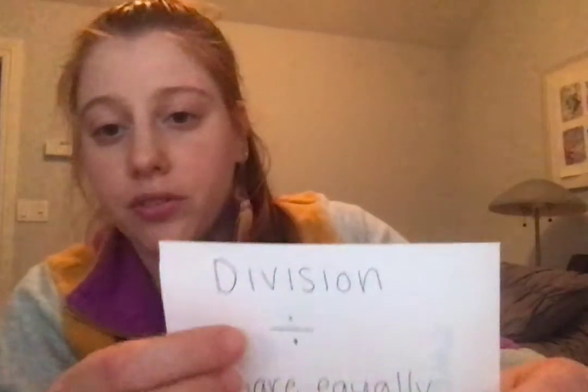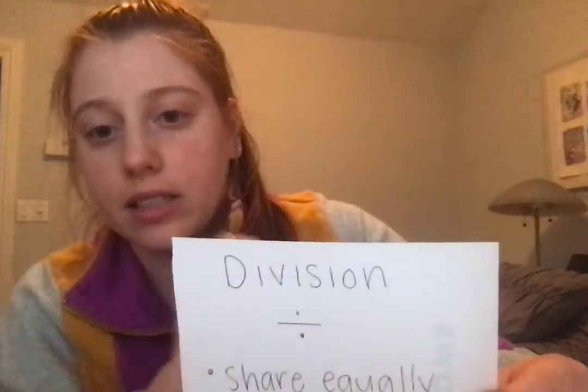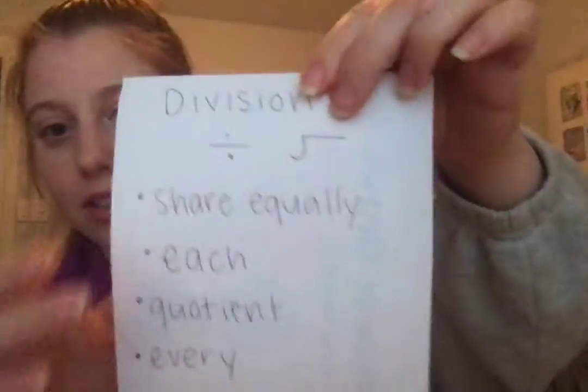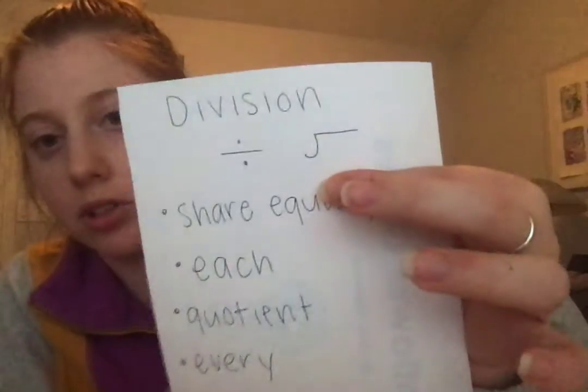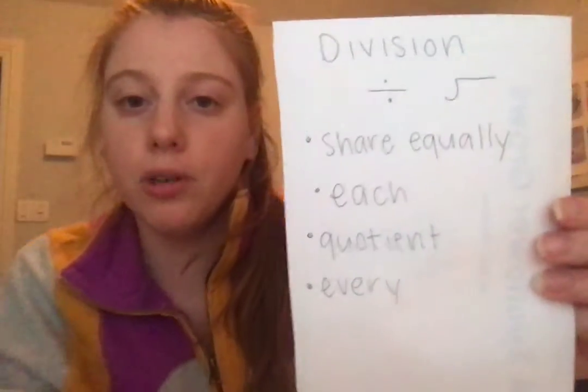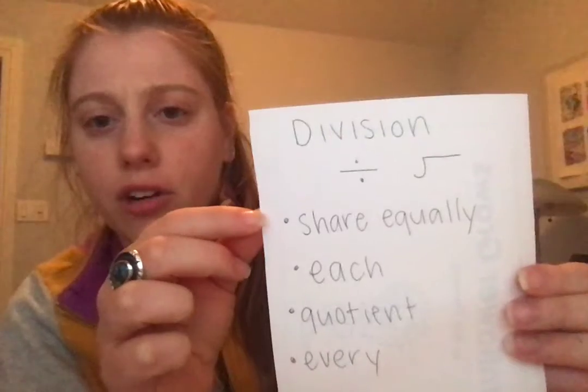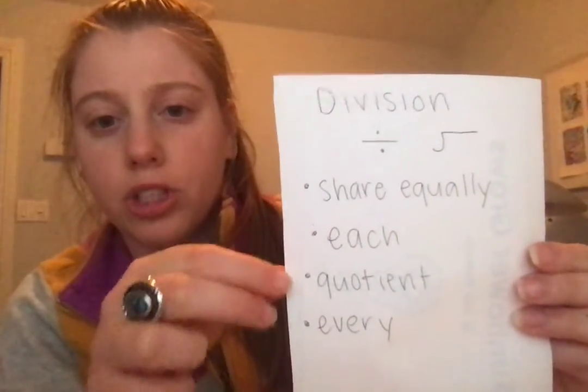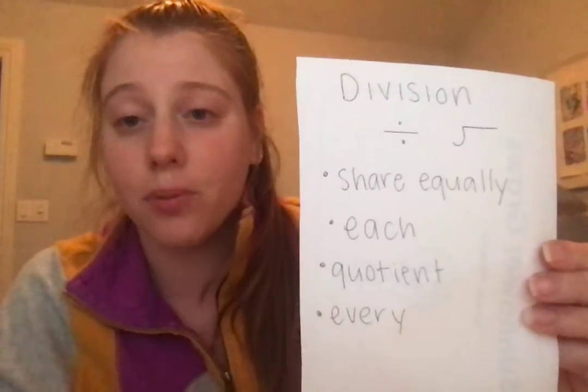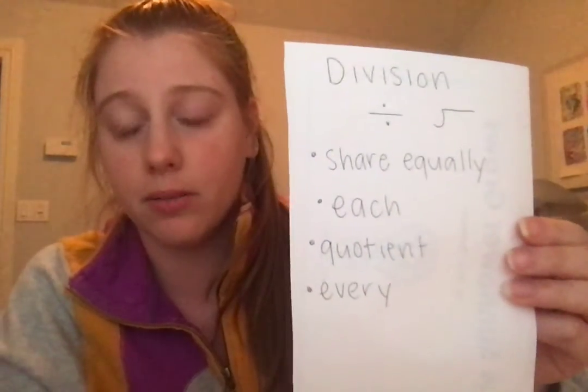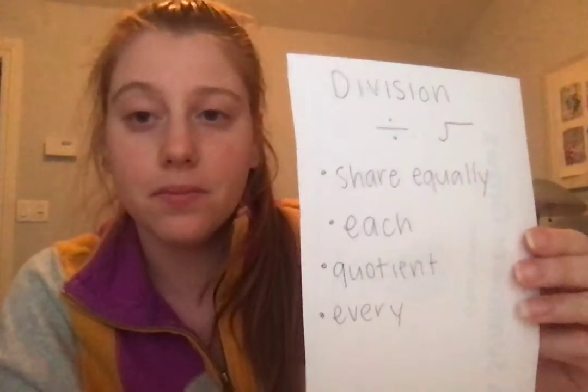And finally, our last operation is division, and the symbol for division is that line with two dots. Sometimes you can see a symbol for division that looks like this. Sometimes you'll see that too. If you are reading a word problem and it has words like share equally, each, quotient, or every, that tells you that you're probably going to have to solve this problem using division. All right, so if you have copied those down, great. If not, you can do it after the video, or you don't have to.